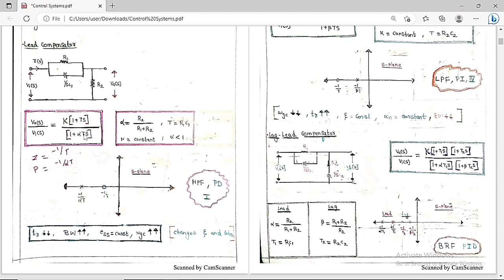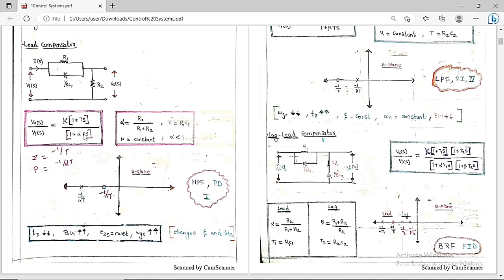So minus 1 by alpha 2, minus 1 by 3. This is minus 1 by 3. You can see alpha is lesser, which means the denominator is very small. Therefore the overall value will be very high. So 4 will be far away from origin when compared to 0. That's why we can say that in the case of lead compensator, the 0 will be very close to origin when compared to 4. In the case of lead compensator, 0 will always be closer to origin when compared to 4.